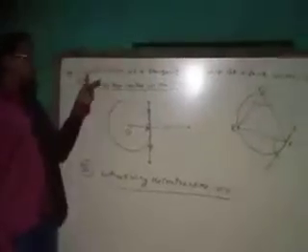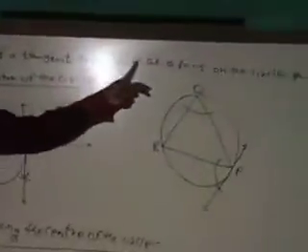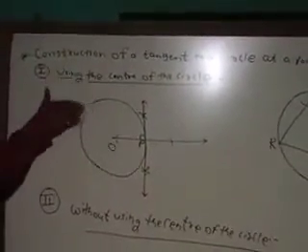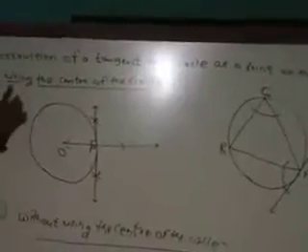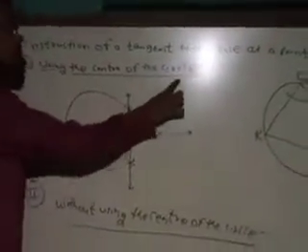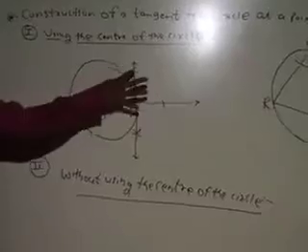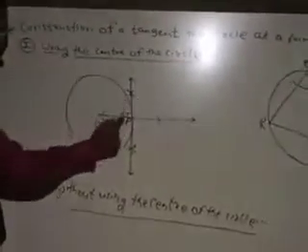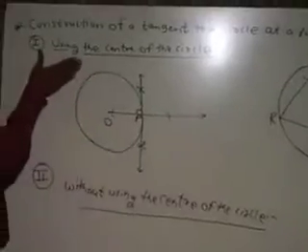Complete. Next type, construction of a tangent to a circle at a point on the circle. There are two types: using the center of the circle and without using the center of the circle. First type, using the center of the circle. Tangent means the line which touches the circle in only one point, meaning the circle and line have one point in common. It is called the tangent.